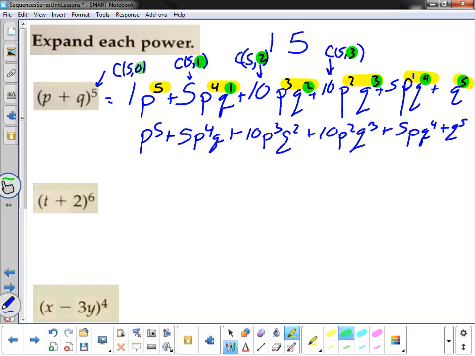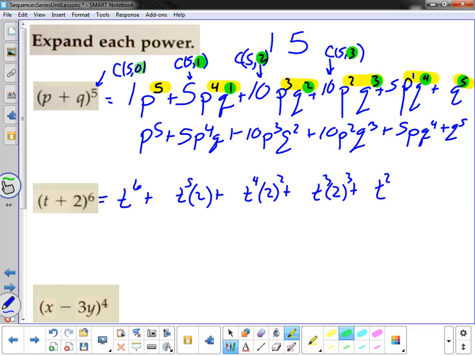Okay, let's look at the next problem. t plus 2 to the 6th. Well, we automatically know what's going to happen here. It has to be a t to the 6th, and then a t to the 5th and a 2, and a t to the 4th and a 2 to the 2nd power, and a t to the 3rd and the 2 goes to the 3rd power, and then a t to the 2nd and the 2 goes to the 4th, and then a t and the 2 goes to the 5th, and then I would have a 2 to the 6th right at the very end.